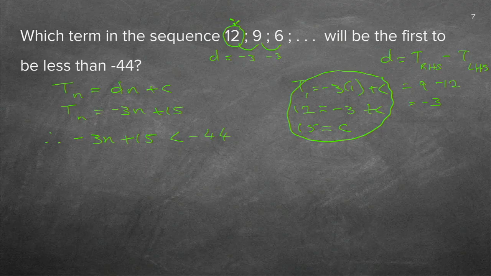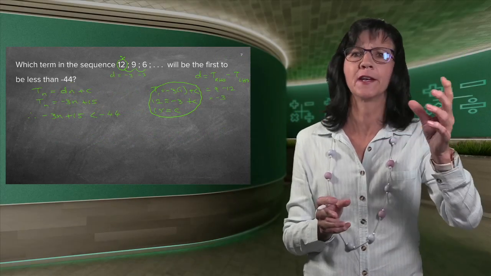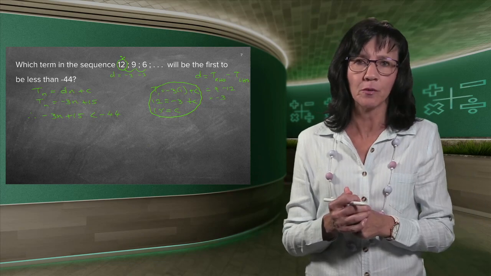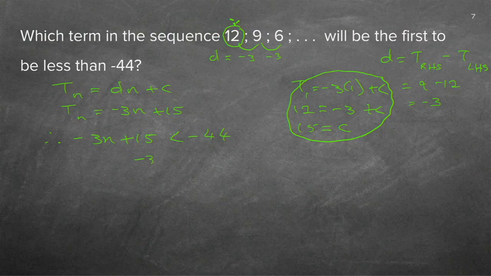will be smaller than minus 44. So the value will be minus 44. But it may be the 20th term or the 11th. So the n is always where you can put a th or a nd or a third or fourth or second. Then you know it's the n I'm working with. That is what I want. So now I need to solve this. So minus 3n, if I take that over, it becomes minus 59.